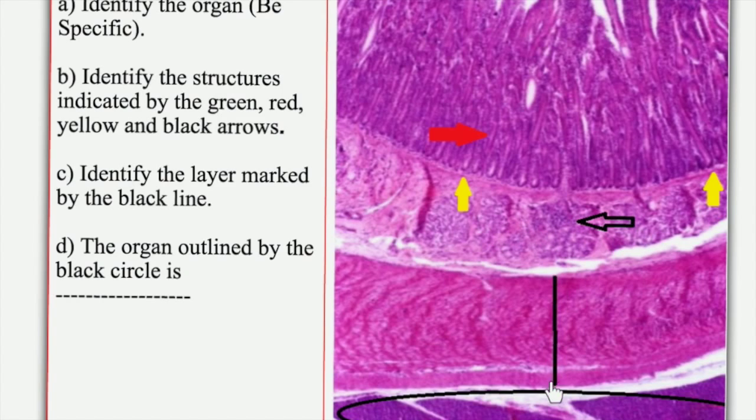Black line, this is the musculosa or the muscularis externa. If he is marking only this area, this is the inner circular. This area is the outer longitudinal. The organ outlined by the black circle, of course, is the organ which is closely related to the duodenum, which is the pancreas, that will be studied in full detail in the data show of pancreas.